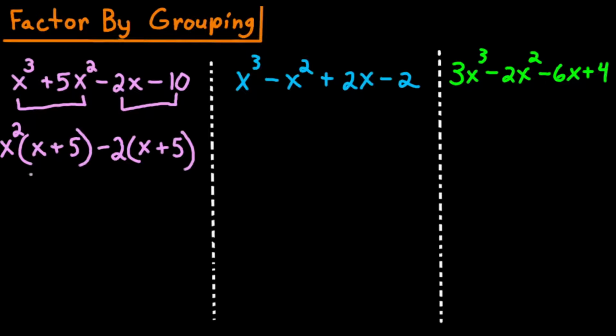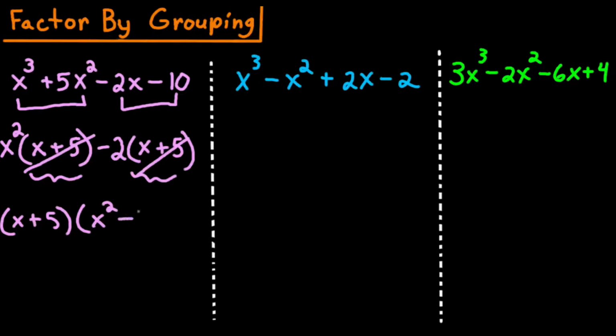Now take a look at these. They're both exactly alike, right? x plus 5, x plus 5. So guess what? We can factor that out. So you're going to get x plus 5. And if you recall, once we take the GCF, I like to just cross both of them out just so I can see what we're working with. And you can see we have an x squared left over, and we have the minus 2. And that's it for the first example. Easy peasy, right?